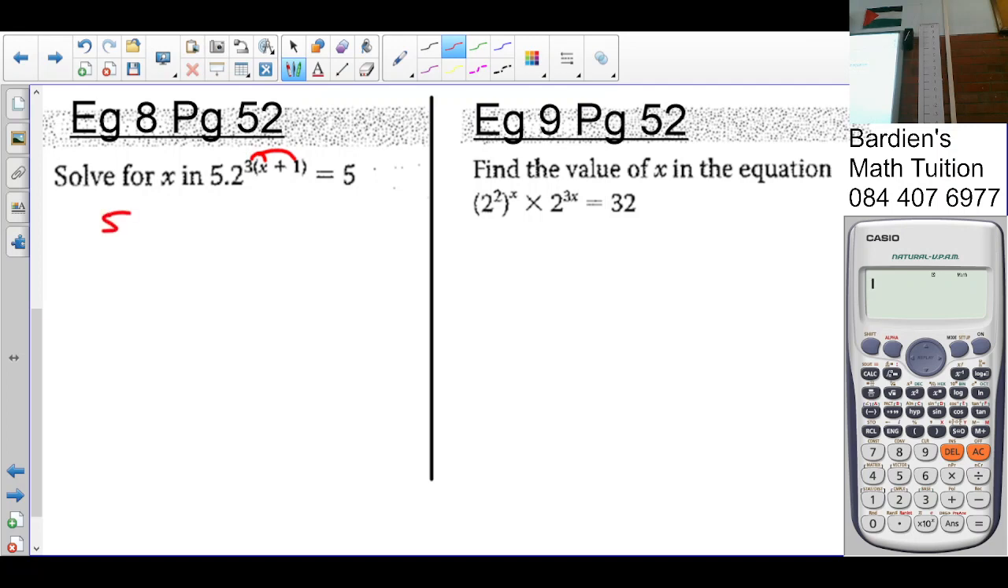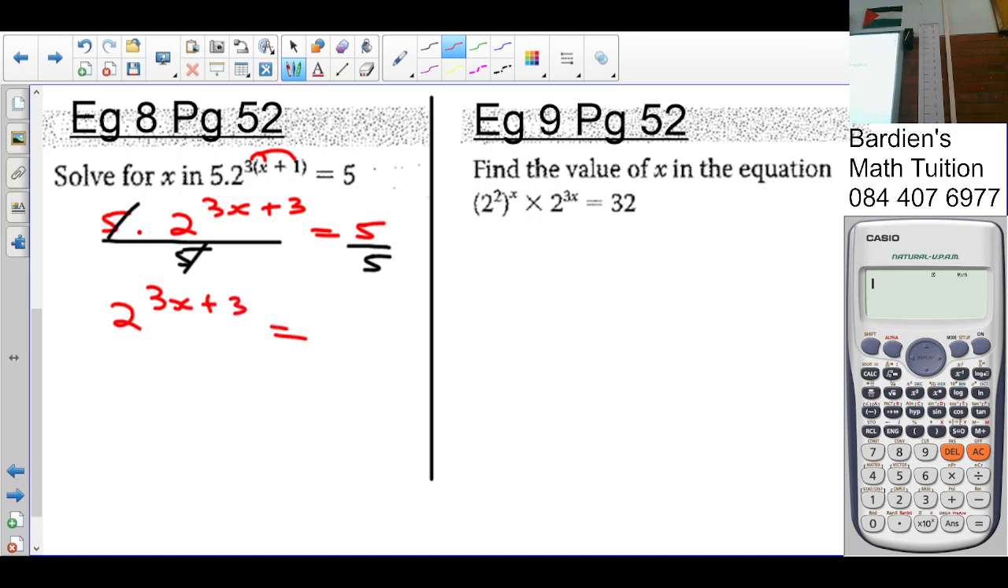Okay, no problem. So it's 5 times 2 to the 3x plus 3 equals 5. Now what? Then you leave it there and expect 3 marks for the sum? No. Anybody? How are 5 and 2 to the 3x plus 3 bonded? Multiplication. So what must I do? Divide. I want to get rid of the 5. So that cancels. So that's 2 to the 3x plus 3 equals. 5 over 5 is?